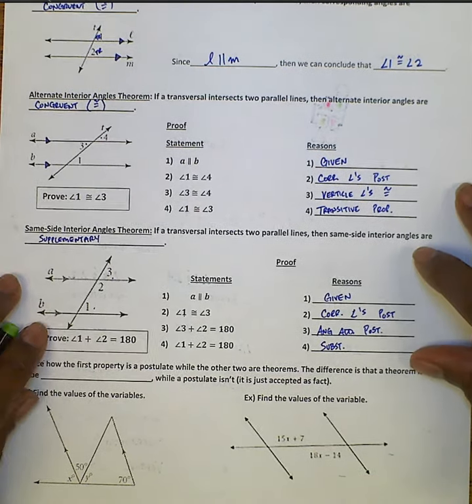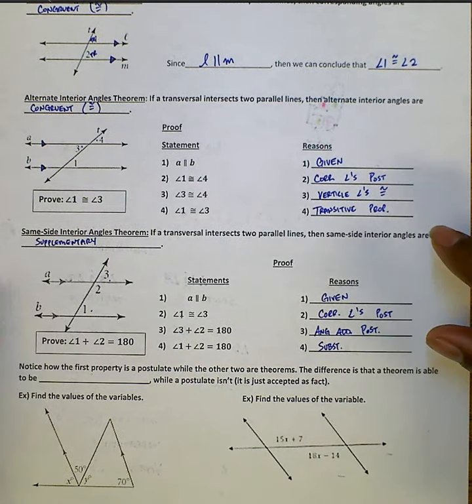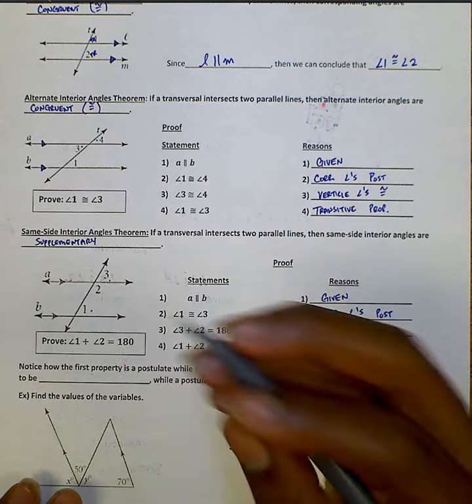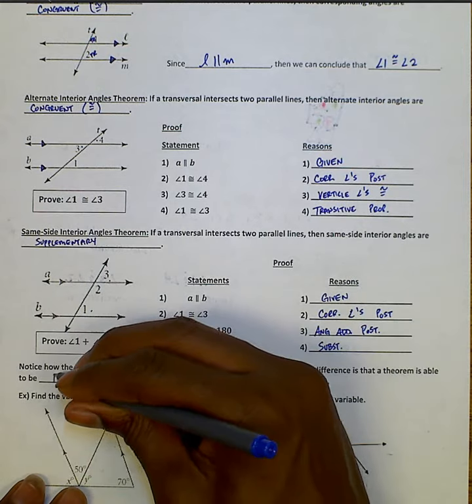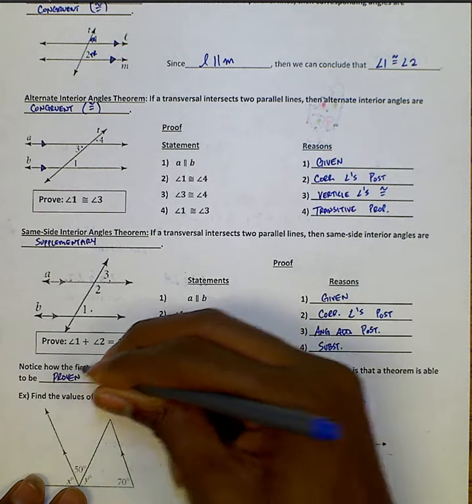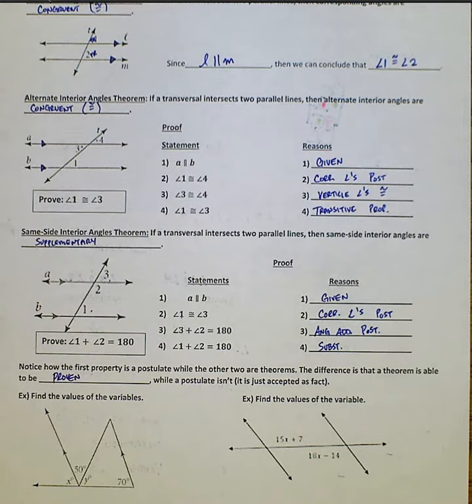Alright? Okay, so let's look at the problem at the bottom. It says, notice how the first property is a postulate while the other two are theorems. The difference is that a theorem is able to be proven while a postulate isn't. Remember, those are just facts that we accept, but we can't necessarily prove, but it hasn't been disproved, and no doubt that they've tried. Okay, so let's look at these two problems at the bottom here.